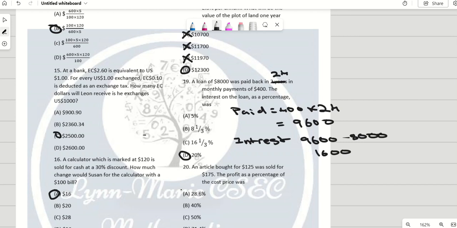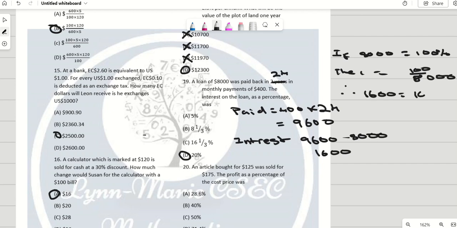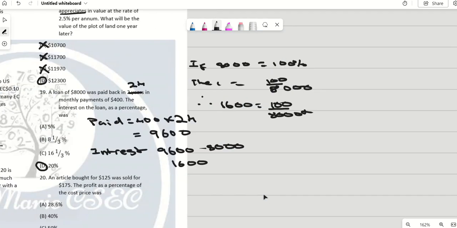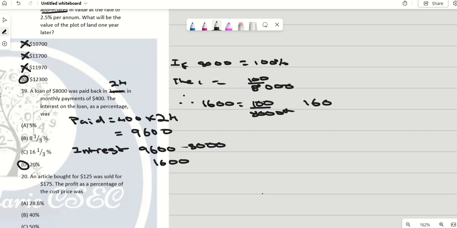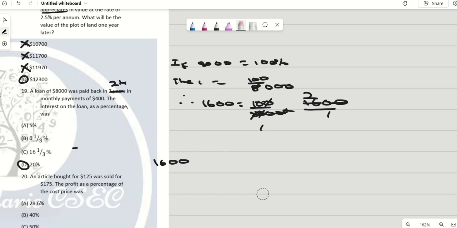Right? So if 8,000 is equal to 100%, that is the original, then 1 would be 100 over 8,000. Therefore, 1,600 would be 100 over 8,000 multiplied by 1,600. Alright, let's cross out these zeros. There's 2 zeros and this 0 with this 0. 8 into 8 is 1, 8 into 16 is 2. 2 by 10 is 20. So we know that the answer is 20%.